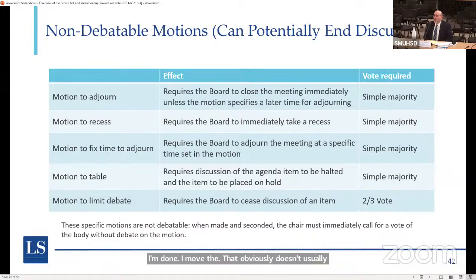One of them is a motion to recess. And this is a great tool if you have a meeting that's gotten really heated and the board president may be struggling to keep control. As another board member, you can help them sometimes by saying, I move that we move to a 5-minute recess.